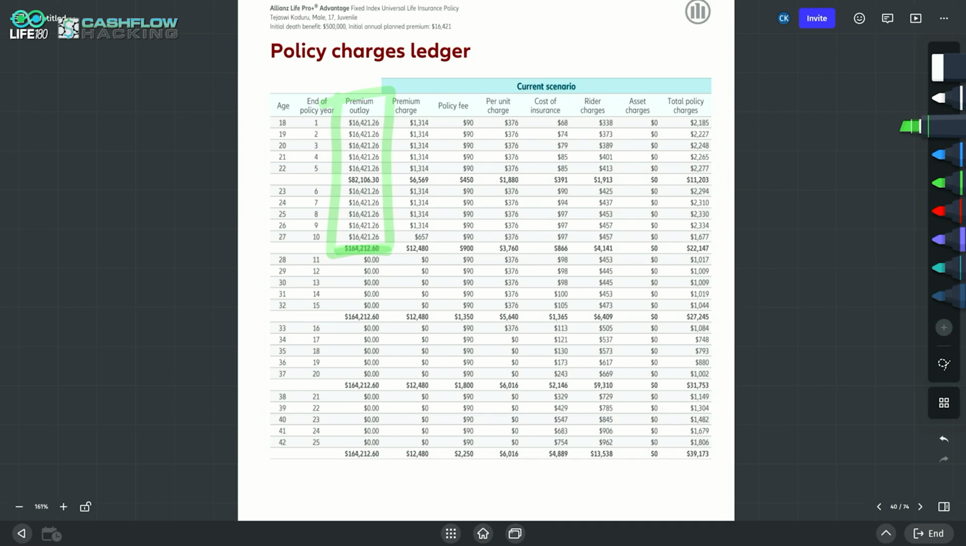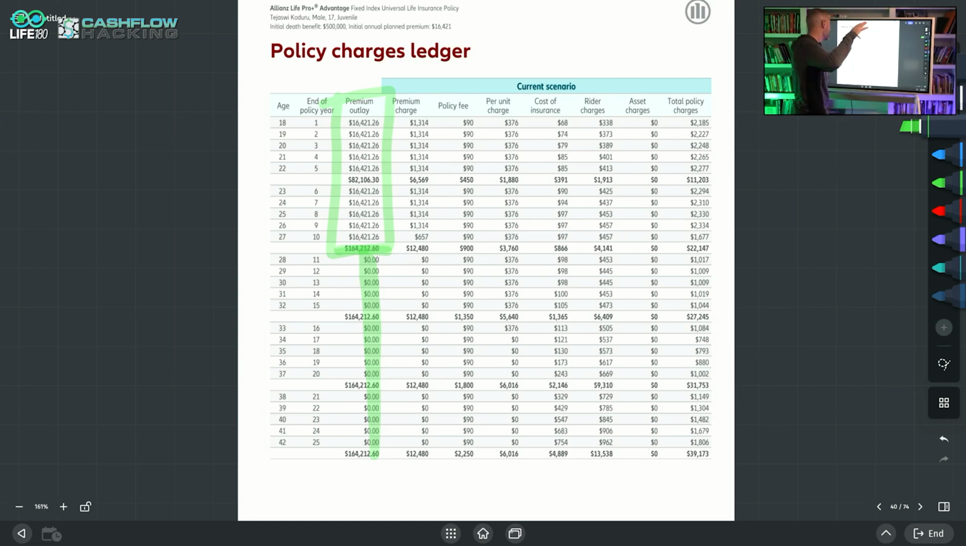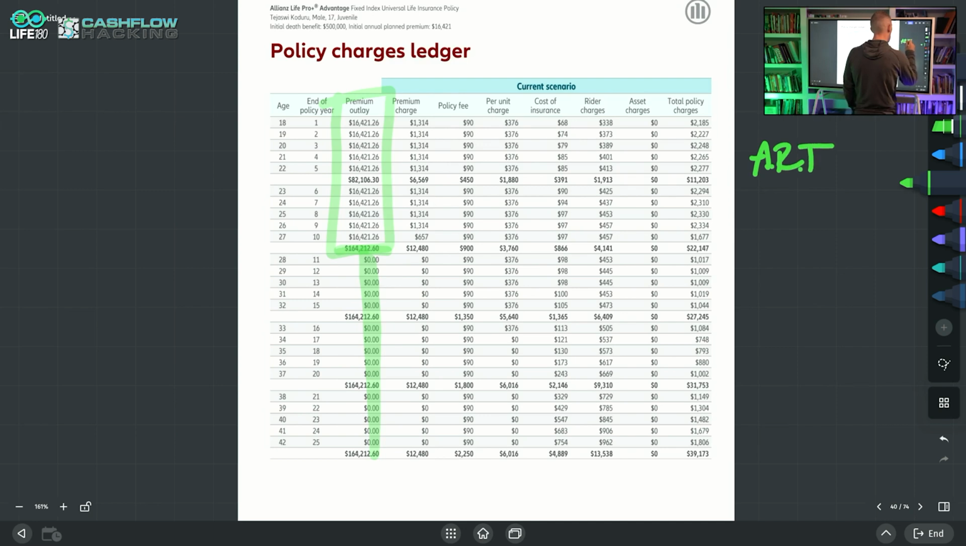Now in an IUL, they show these zeros, very similar to what I did on the other illustration with the whole life policy. But the bottom line is it's not an apples to apples conversation, because this is an IUL and they utilize the ART, annual renewable term. It can never be paid up. Even in years that you have zero, they are assuming that you're going to use the cash value and the growth in the policy to pay for the premiums. Now, this is something that needs to be taken into consideration.